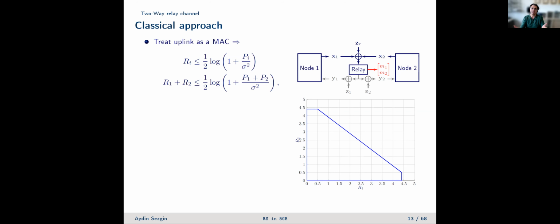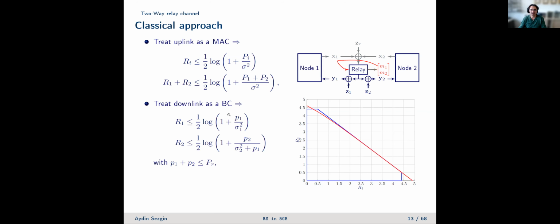You could consider them separately, and that means from the nodes to the relay we have a MAC, and then from the relay to the nodes we have a broadcast channel, right? And then since the capacity of those two networks is known, we can write down the rates immediately. So for the MAC we have those two expressions here for the individual rates and for the sum rate. And then when we receive those signals, we have decoded them at the relay. Now we are able to send them back or forward them to the nodes, and the rates are then constrained by these expressions here. Okay, and what you get are two regions.